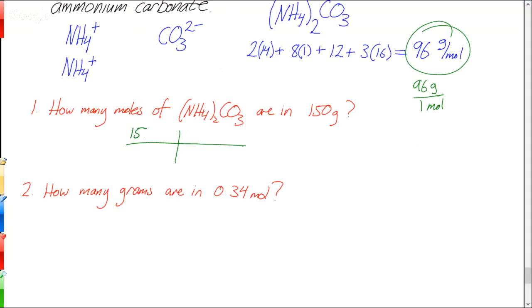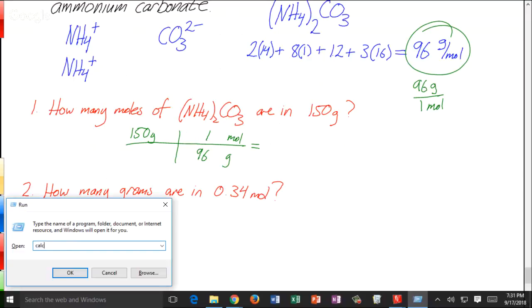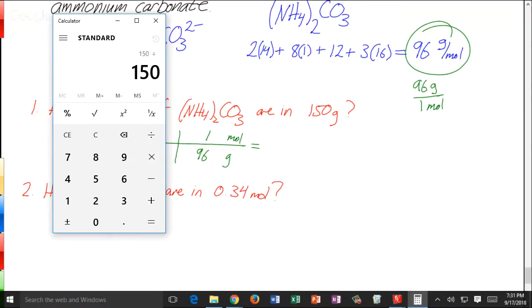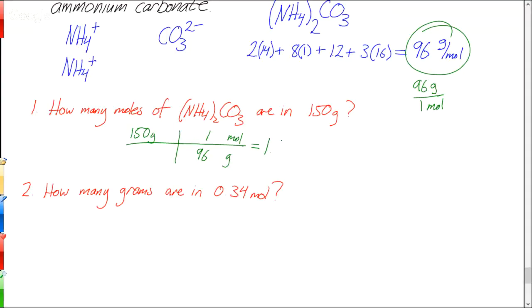In this case, we're going to go 150 grams of the compound, and then we'll convert from grams to moles. That's 96 grams per mole, which comes out to about 1.56 moles.